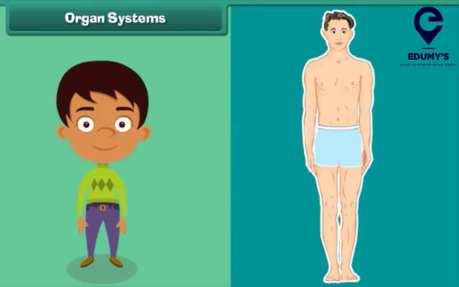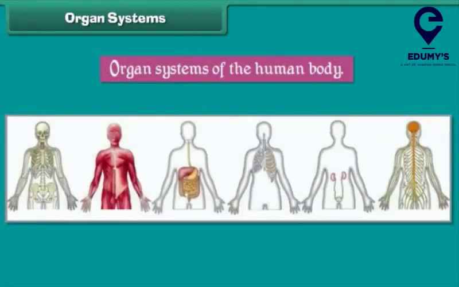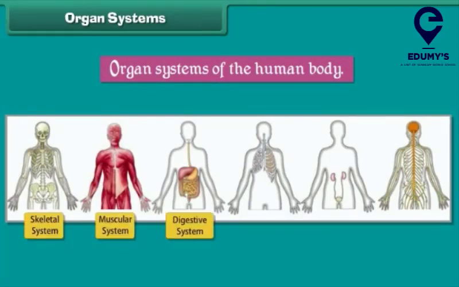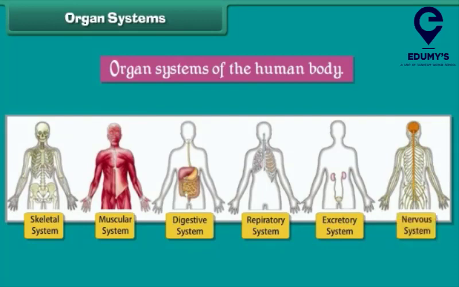Organ systems. The internal organs of the human body are grouped together to form different organ systems. Each organ system performs a special function. Some important organ systems of the human body are skeletal system, muscular system, digestive system, respiratory system, excretory system, and nervous system. Let us now learn how each organ system works.